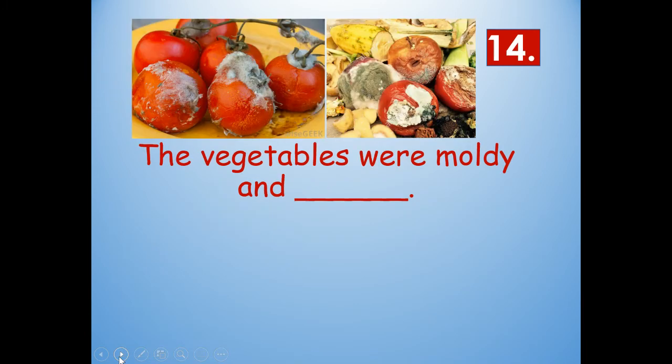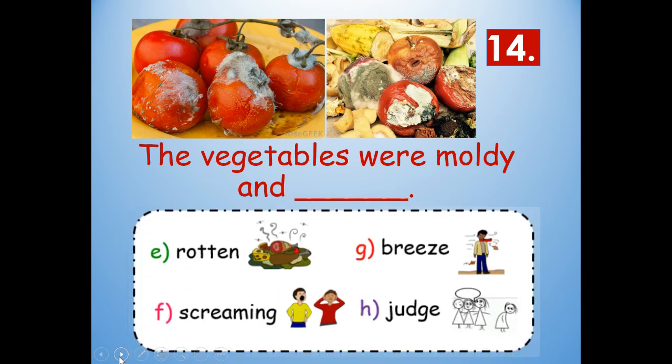14. The vegetables were moldy and blank. Look at that picture clue. What fits it? The vegetables were moldy and rotten. The vegetables were moldy and screaming. The vegetables were moldy and breeze. Or the vegetables were moldy and judge. What makes the best sense there, given our picture clues and where the word is in the sentence?